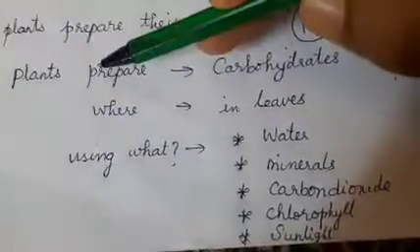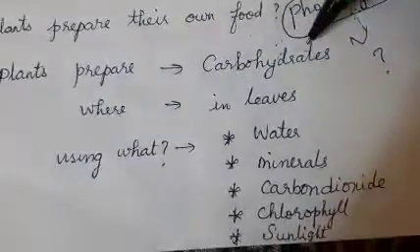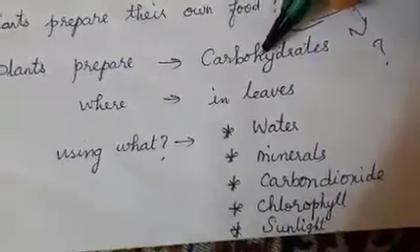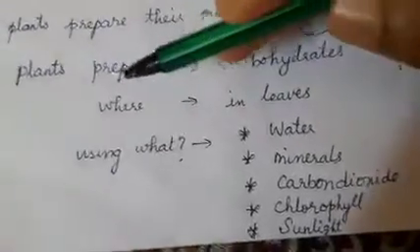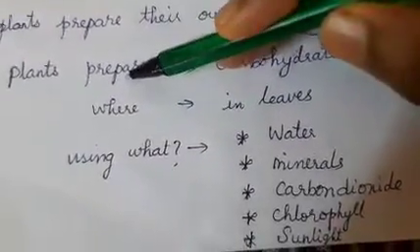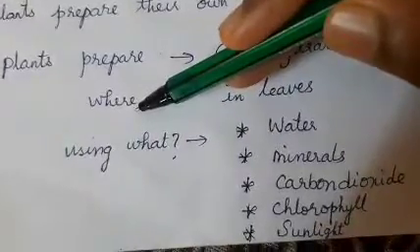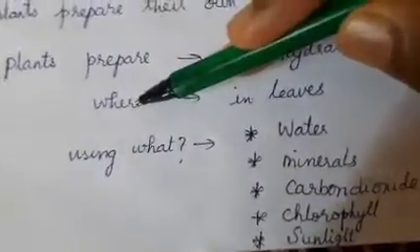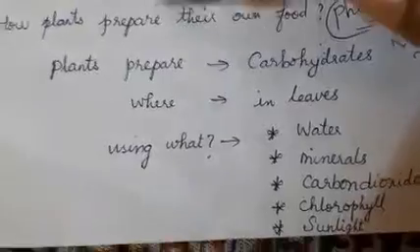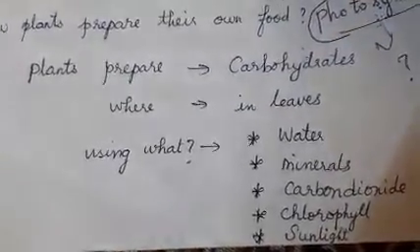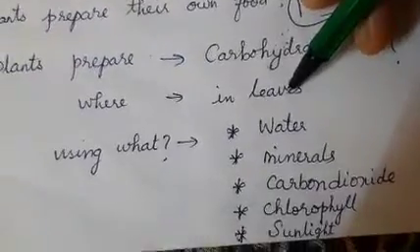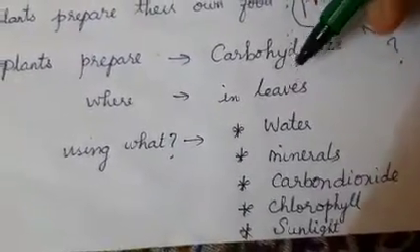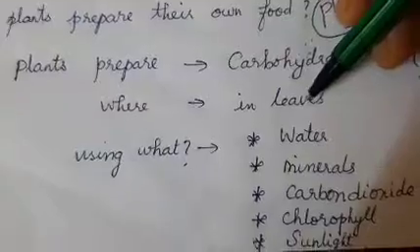So what is the first step? The plants are going to prepare carbohydrates for us through the process of photosynthesis. Where does this preparation occur? Where do we cook food, my dear children? In the kitchen, right? Similarly, where do the plants prepare their food? Where do they cook food? In the leaves. This is the part of the plant where the preparation of food is done.